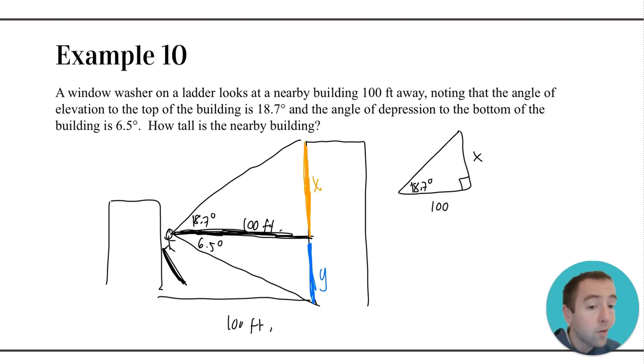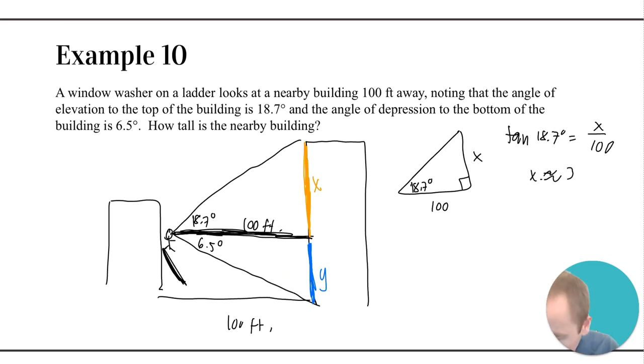So x is the opposite and 100 is the adjacent, referencing the 18.7 degree angle. So the tangent of the 18.7 degree angle would be opposite over adjacent, equal to x over 100, and then multiply by 100 to both sides to get x alone. So 100 tangent 18.7 gives that x is about 33.85 feet then.